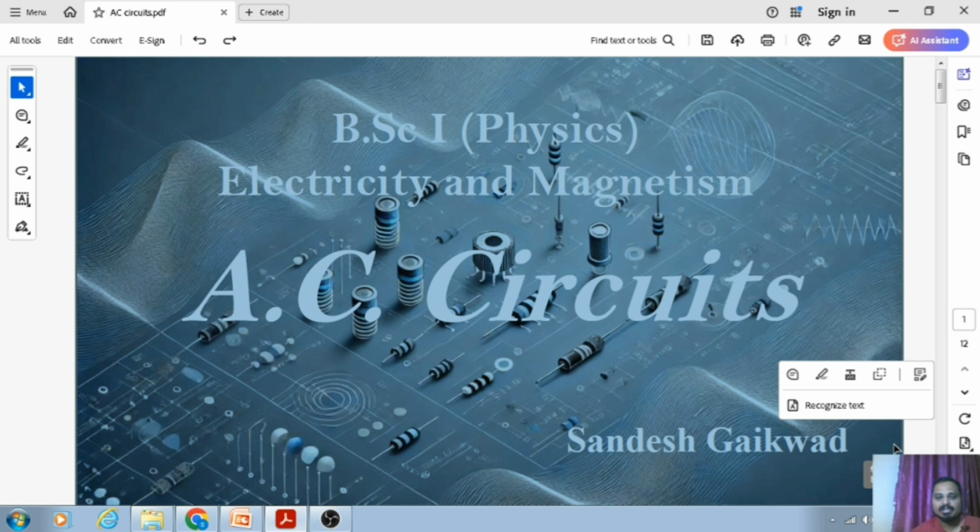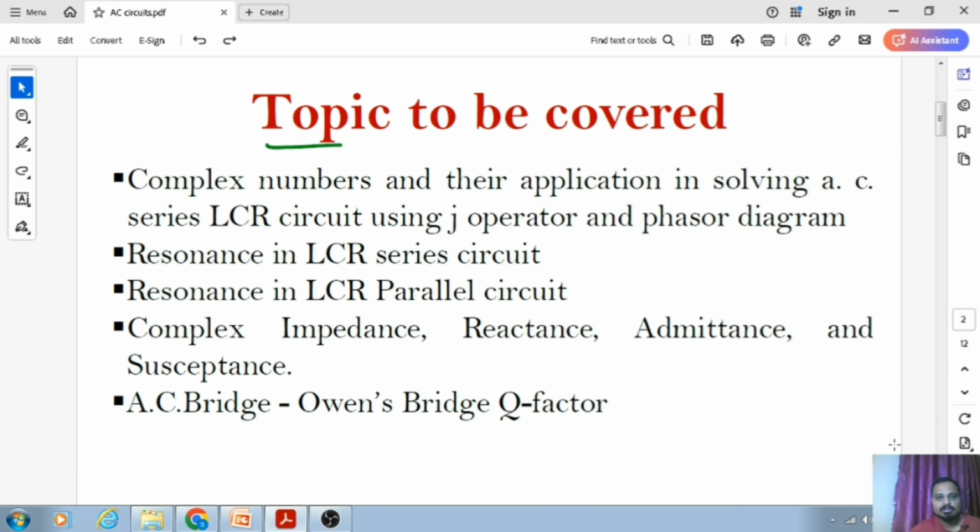In this topic I am going to cover the B.Sc 1 physics paper 4 syllabus. So let's see what we will learn in this course. In this course we are going to cover these topics.